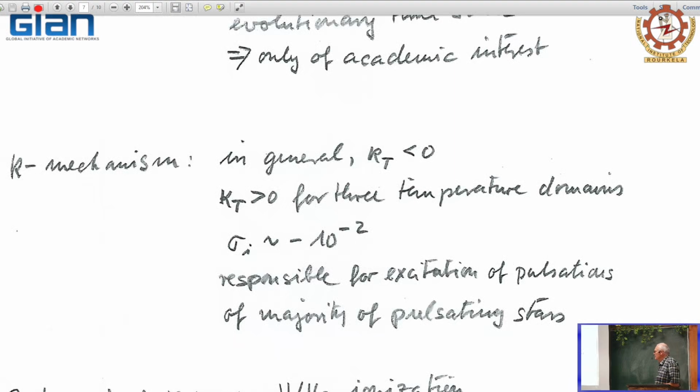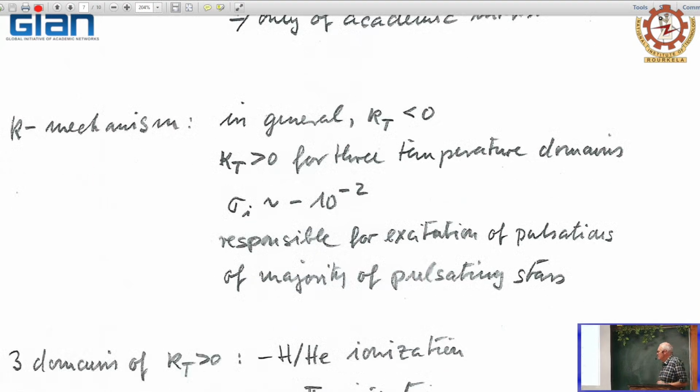Okay, the Kappa mechanism is working for kappa T bigger than zero. In general, the derivative of kappa with respect to temperature is negative, so this is the exception. Kappa T bigger than zero occurs only at certain stages or at certain domains of the temperature range. And it is responsible for the excitation of pulsation of the majority of stars. So where do temperature ranges occur where kappa T is bigger than zero? Well, let's have a look.